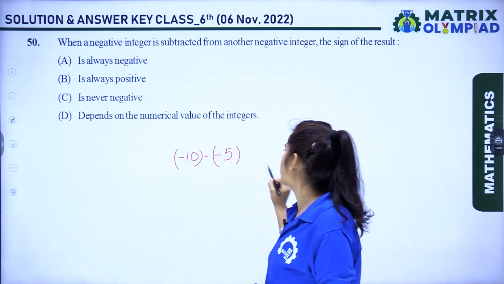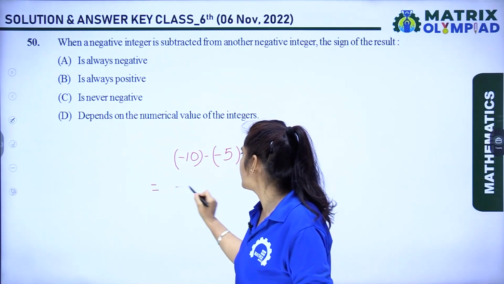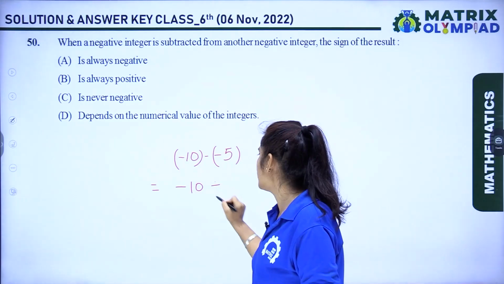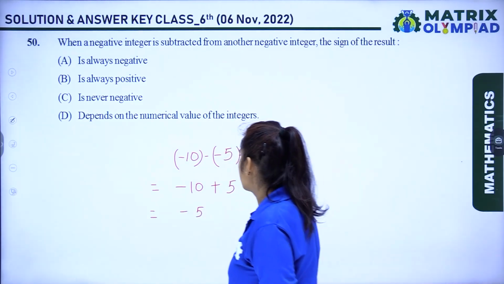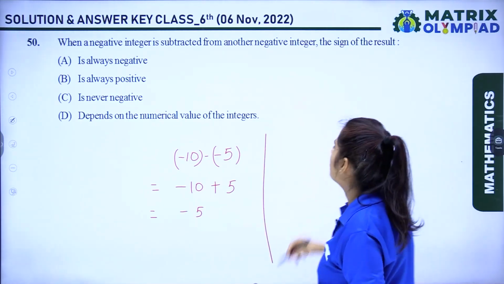Now we have to find the sign of the result. After calculating, we get minus 10 minus minus 5, which is minus 10 plus 5. The answer is minus 5. Let's take another example.